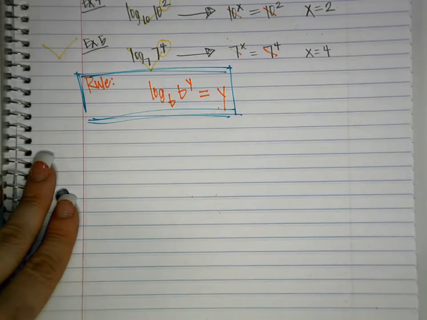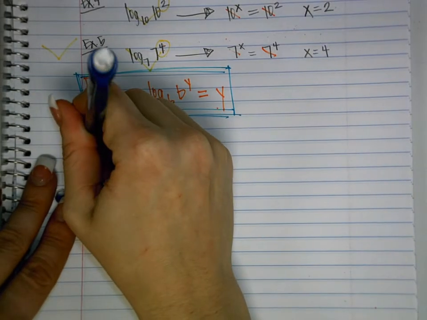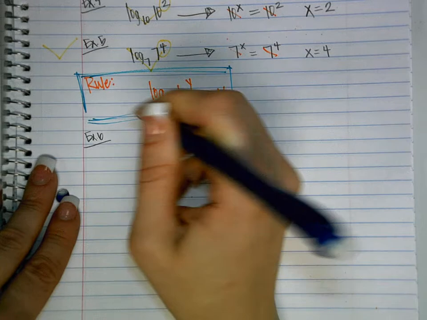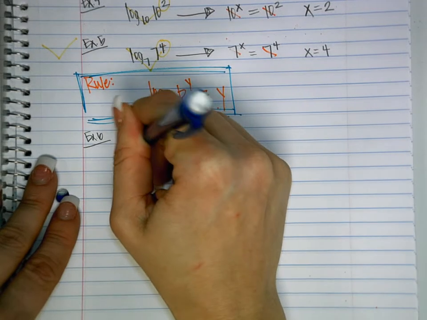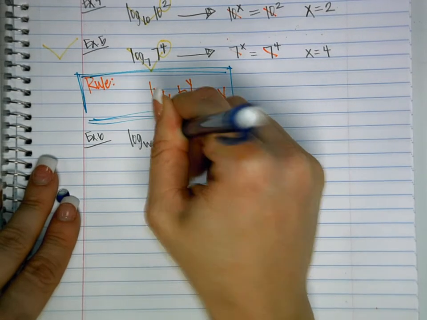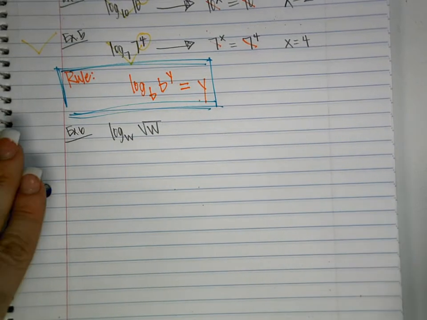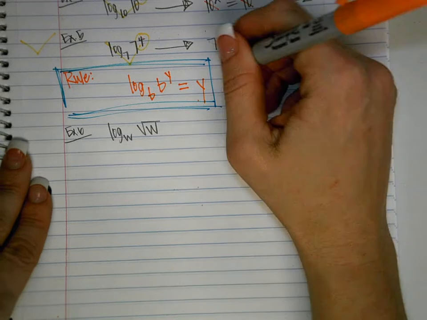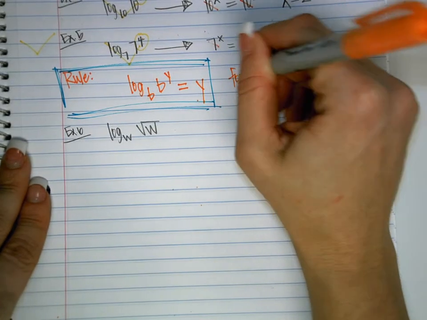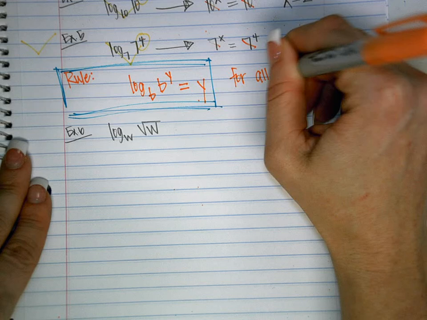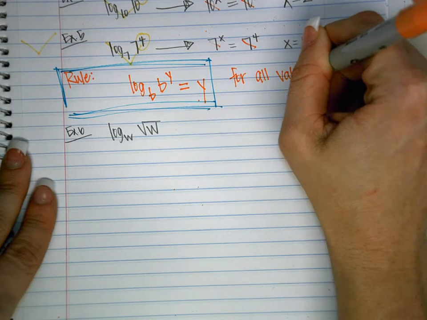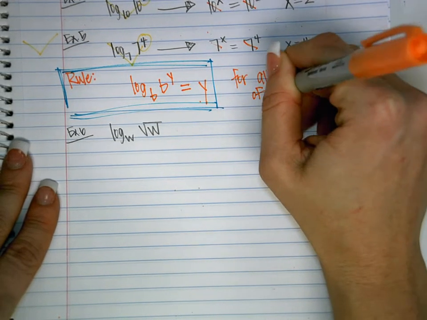Let's try another one for number 6. Log base w of root w. Log base w of root w. And for this last rule, this works for all values of y. There are no exceptions there.